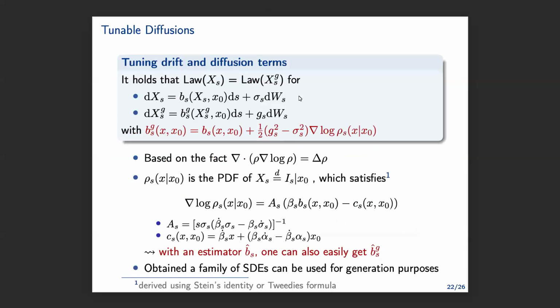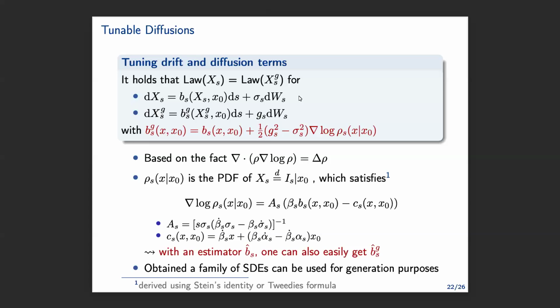In score-based generative models, there is a fact that once you have an SDE, you can always choose the drift and diffusion terms for free, which means that dXt equals b_s ds plus sigma_s dW_s has the same law as another SDE, which we denote by X_s^G, with drift b_s^G, where b^G is b_s plus some scalar times the score function. This is based on the fact that the drift term corresponds to the transport equation, divergence of density times gradient, which, if you do the calculus, equals the Laplacian. So it means that the diffusion can be emulated by transport. If you change the coefficient in front of the Brownian motion, which means you change the diffusion term, you can compensate with some transport term, which relates to the score.